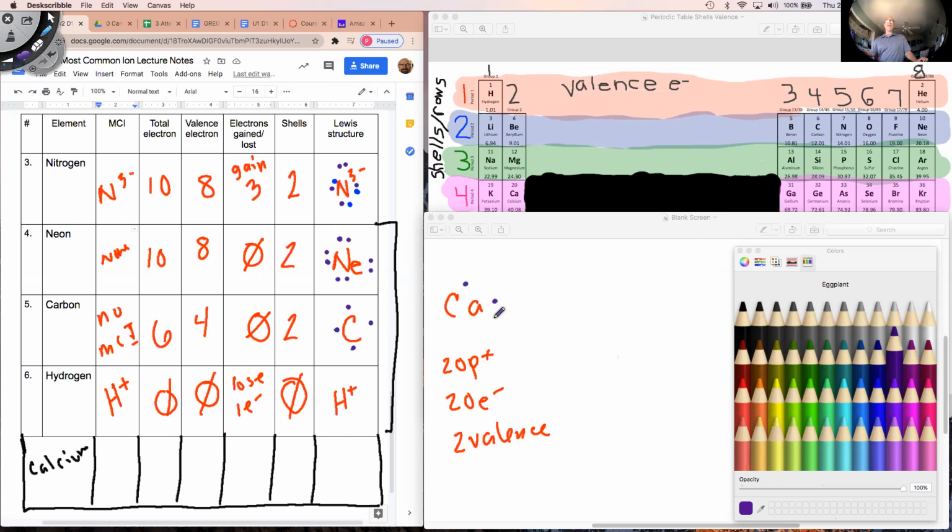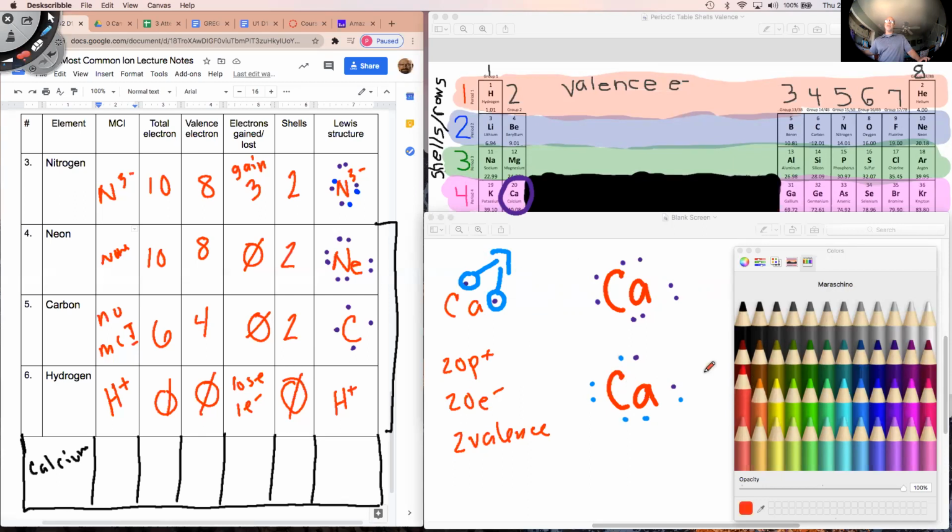Is calcium going to be a happy camper? No. Why isn't calcium happy? Because calcium, just like all the other elements, wants to have 8 valence electrons going around it. Well, how would calcium have it? Calcium's right here. What would calcium have to do? Is calcium going to want to gain 1, 2, 3, 4, 5, 6 electrons, or is calcium going to want to lose those 2 electrons?